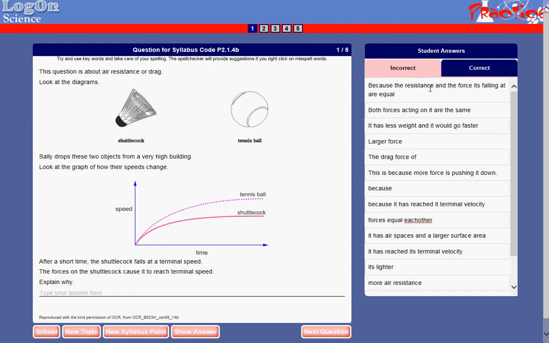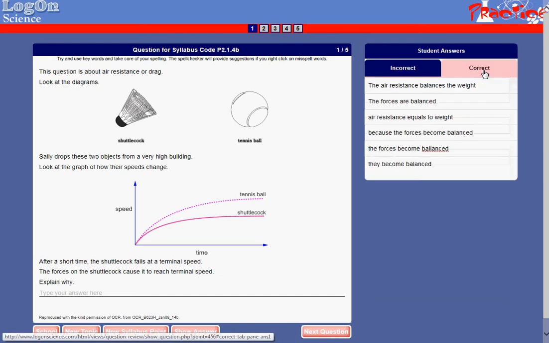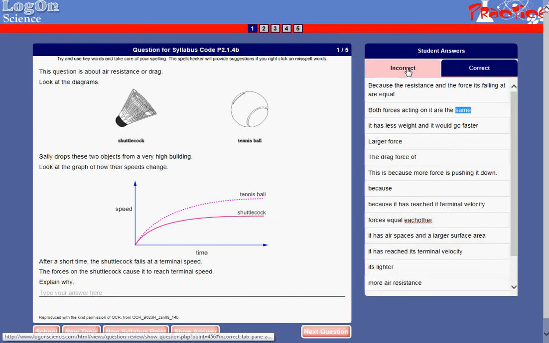It says because the resistance and the force it's falling at are equal, so this "not force" is a bit too vague, needs to be gravity or weight, perhaps air resistance is required. Both forces acting on it are the same, but it doesn't say in terms of quantity, and so on. So you could examine in detail different kinds of answers and why they've been marked wrong, and different answers and why they've been marked as correct.